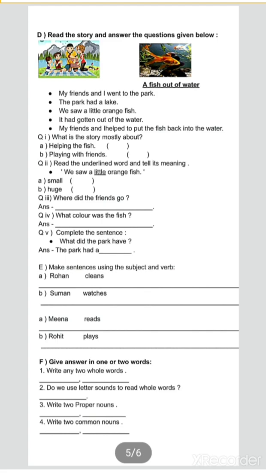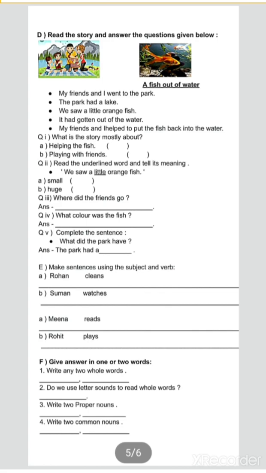The park had a lake. My friends and I went to a park, and in that park there is a lake. Near the lake we saw a little orange fish. It had gotten out of water.